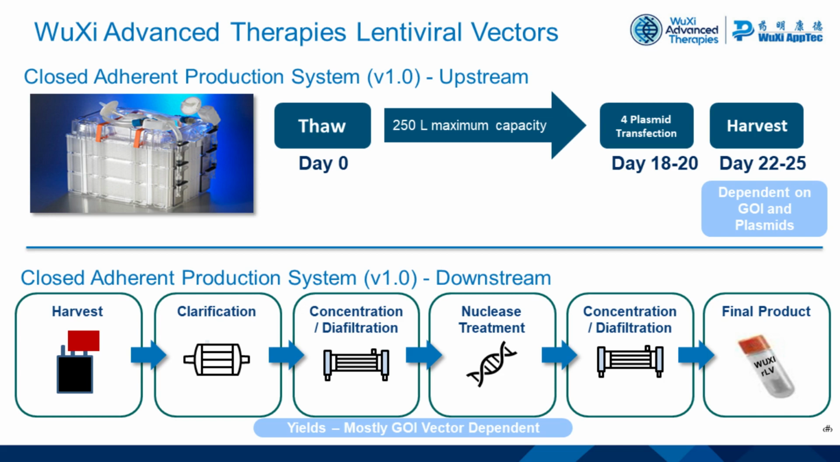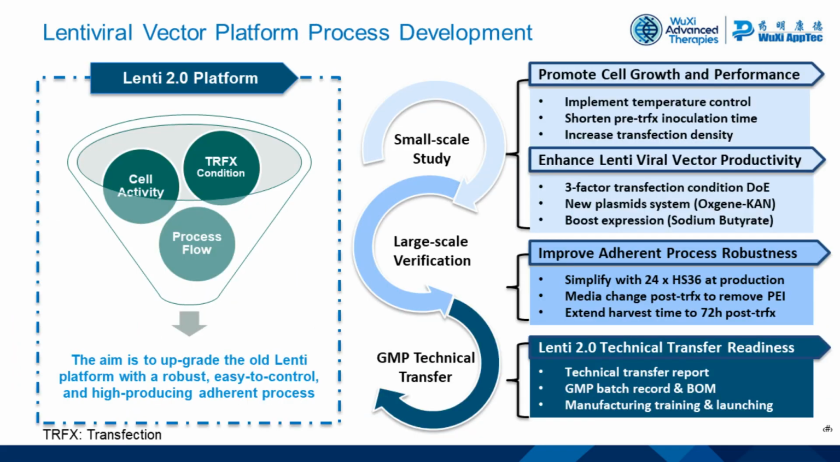However, it has to be admitted that we also see some technical challenges and a big room for improvement. That's why in early 2020, we initiated the development work for a new Lenti platform 2.0 in order to optimize the cell activity, transfection condition, and the overall process flow. The aim is to upgrade the old Lenti platform with a robust, easy to use, and high producing and recovery process. On this slide, we briefly show the journey of upstream process development.